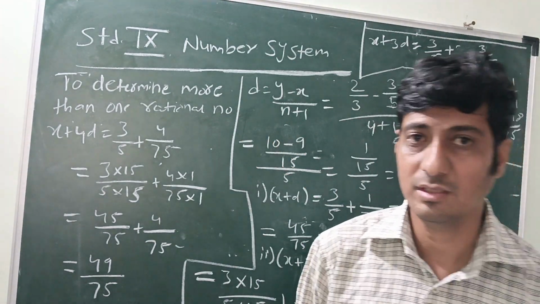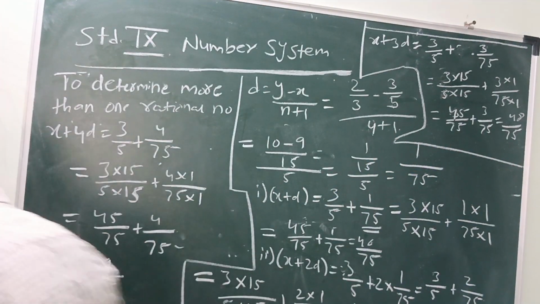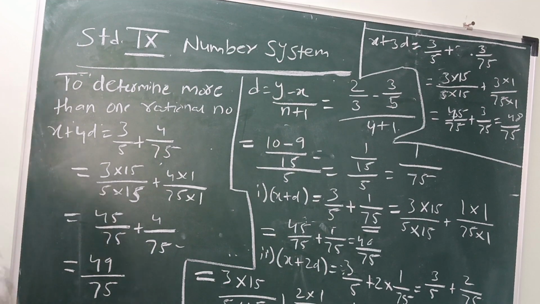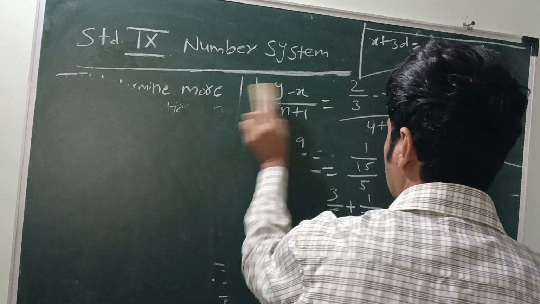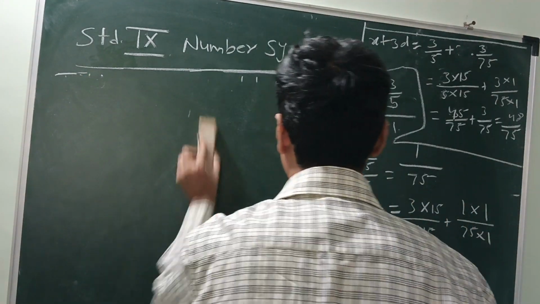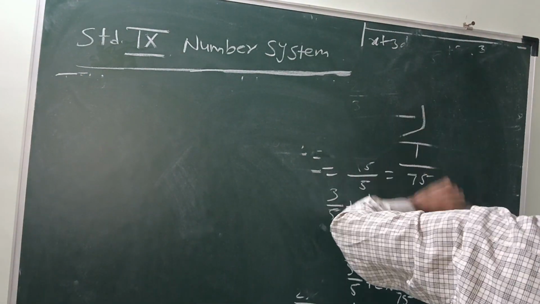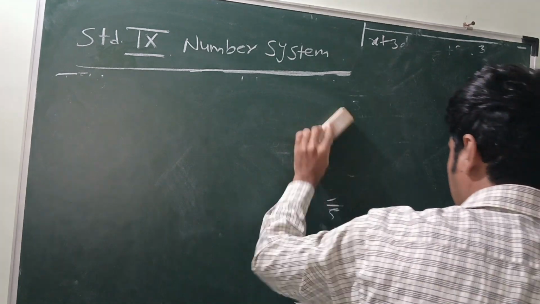So let's go to the next problem. We just have to use the formula and calculate the values for the rational numbers.